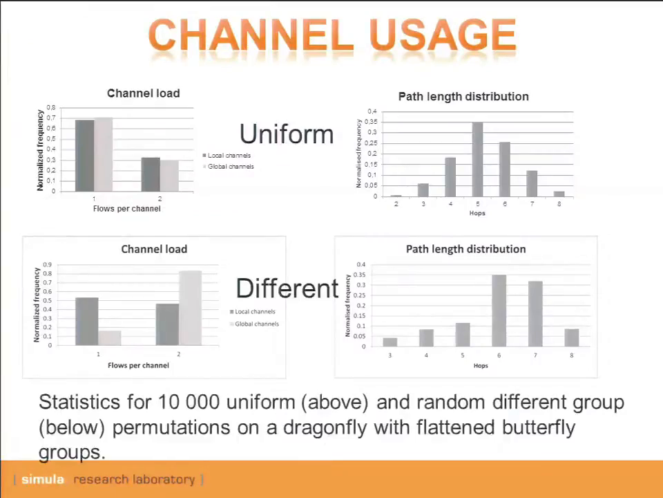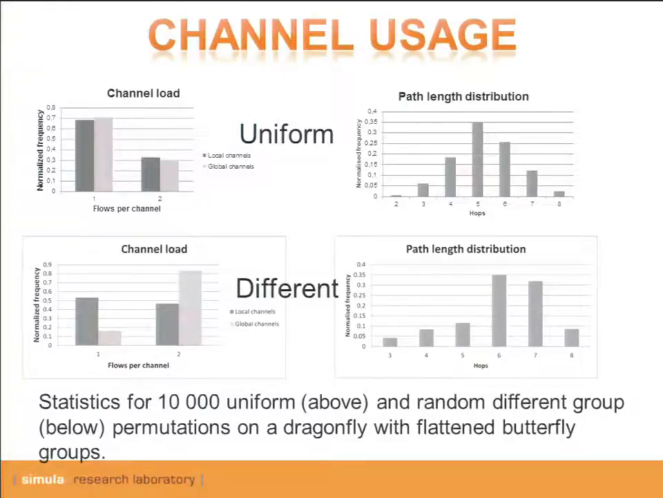Just a few figures from the permutations analysis. At the top we have the uniform traffic case, and it shows the distribution of load. So 70% of the channels have just a single traffic flow, and 30% of the channels, both local and global channels, have 2 flows. So for uniform traffic, there's a fair amount of blocking going on inside the tree. To the right, you have the path length distribution, which shows the average path length of all the flows in the topology.